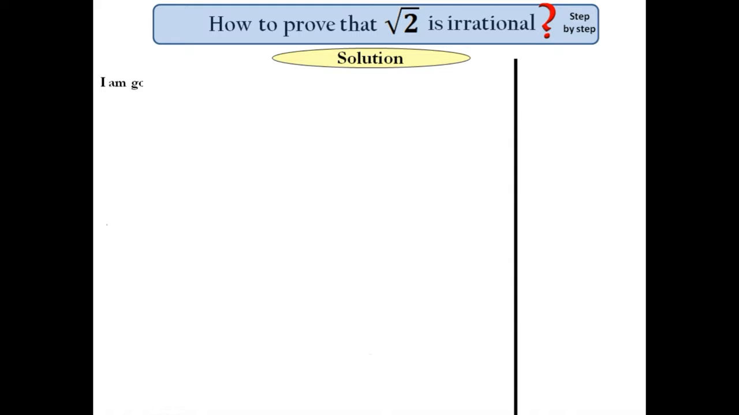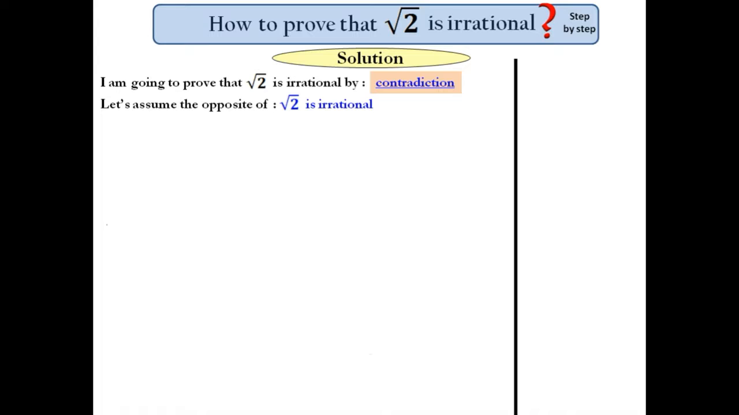In this video I will prove to you step by step that the square root of 2 is irrational. I'm going to do this by contradiction. The proof by contradiction is set up by assuming the opposite of the square root of 2 is irrational. Let's assume the opposite. Let's assume that the square root of 2 is rational.